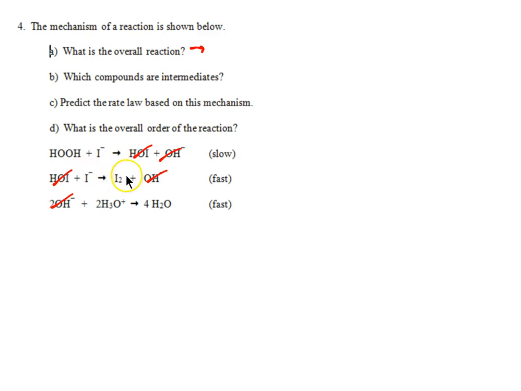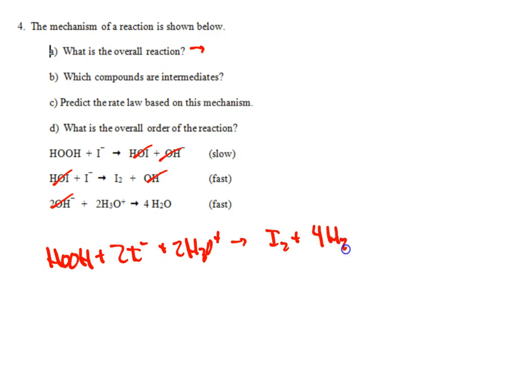I get that, but they are not the exact same. So that's actually a really good point there. All right, so we're going to have HOOH plus 2I minus plus 2H3O plus goes to I2 plus 4H2O. You okay with that? All right.